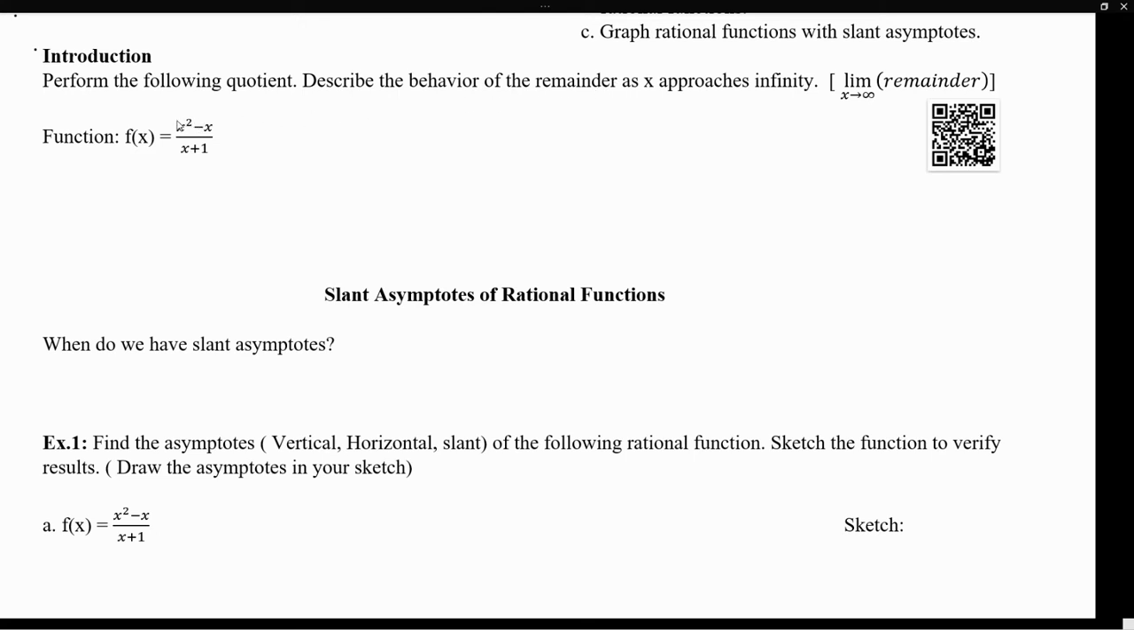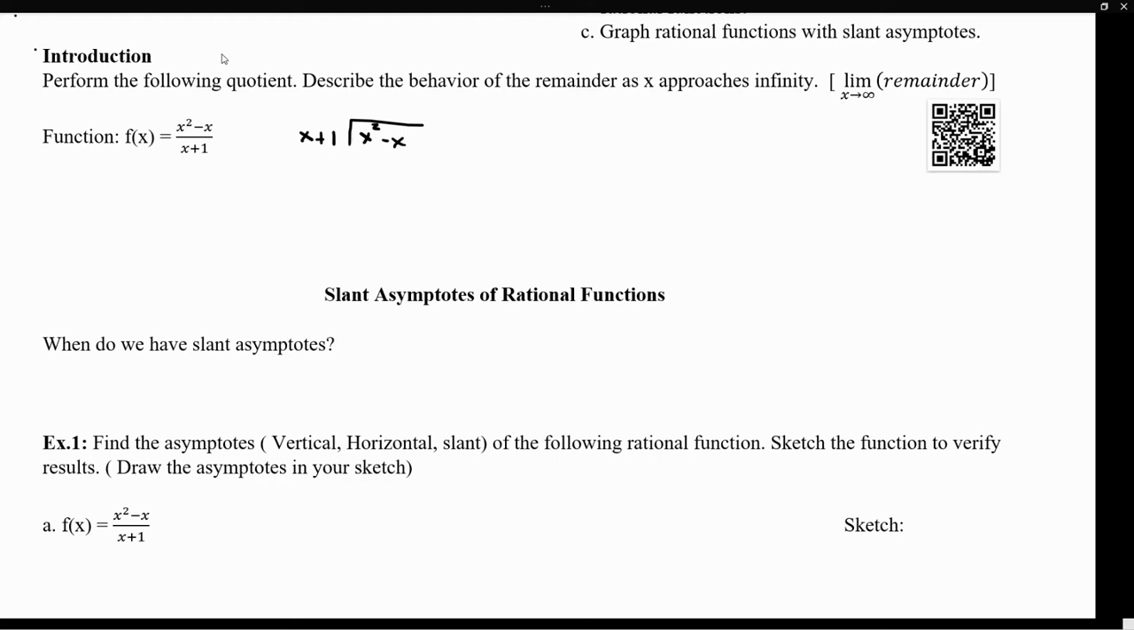So here we have our rational function, and we're doing a division. We have a polynomial divided by another polynomial. So let's start by performing this division, and for this, I'm going to be performing long division. Let's just set it up. The numerator goes inside the box, the denominator goes outside the box, and let's just perform our multiplication.